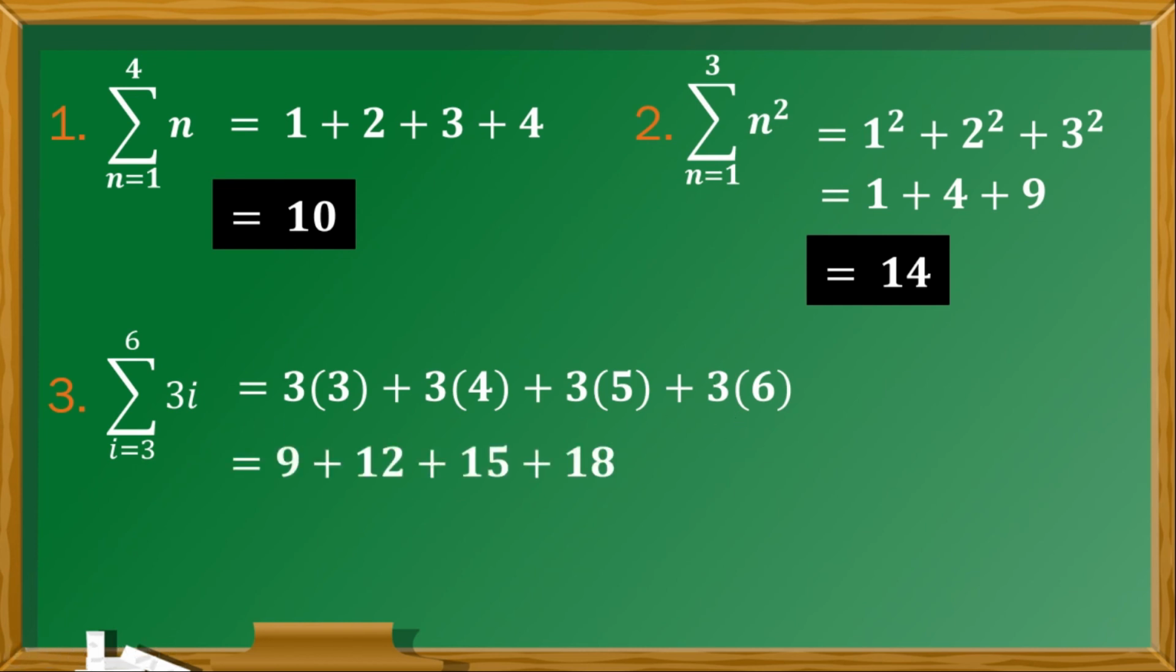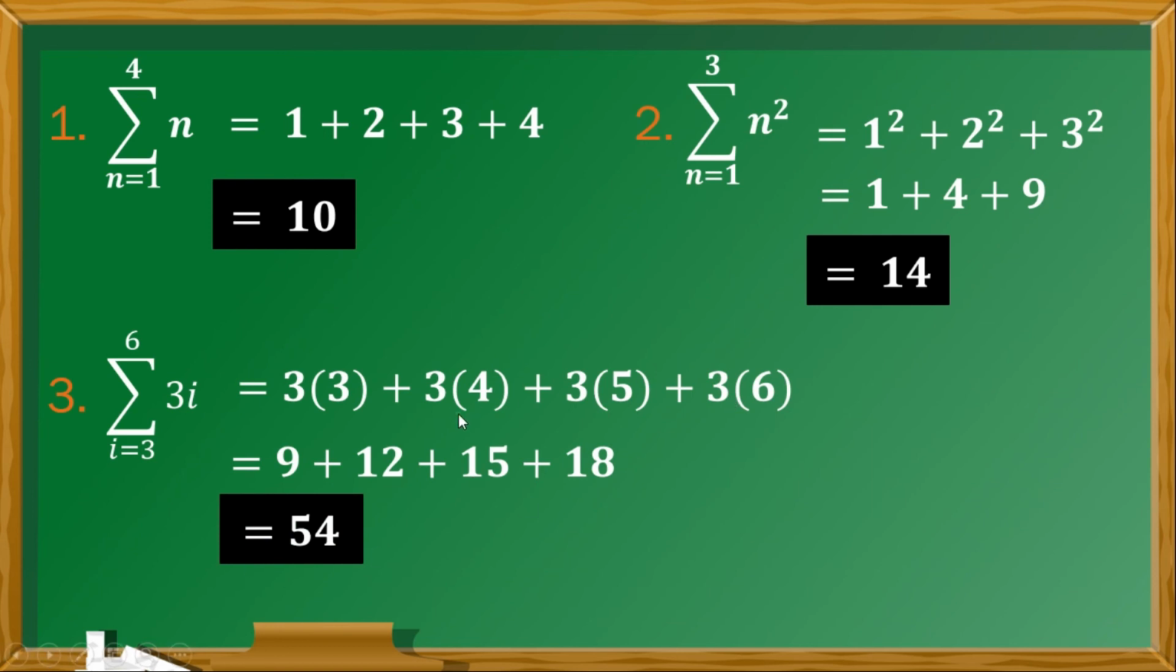Ngayon, i-multiply na natin isa-isa. 3 times 3 is equal to 9. 3 times 4 is equal to 12. 3 times 5 is equal to 15. And 3 times 6 is equal to 18. Then after that, i-add na natin 9 plus 12 plus 15 plus 18 is equal to 54.